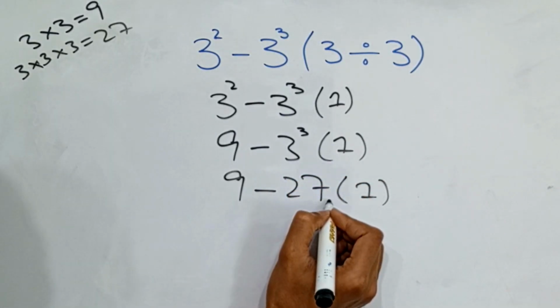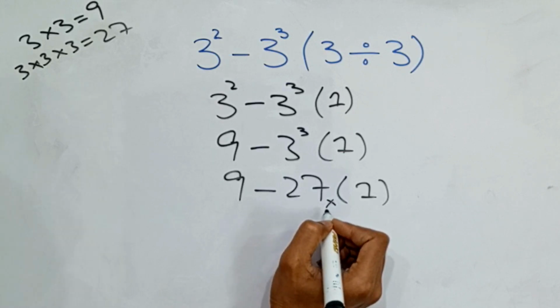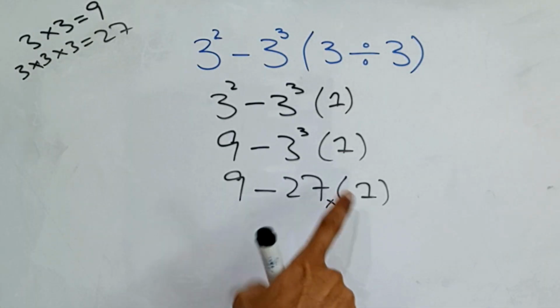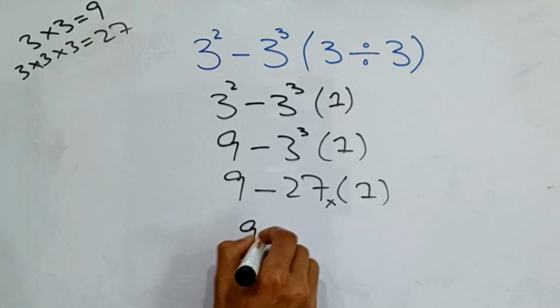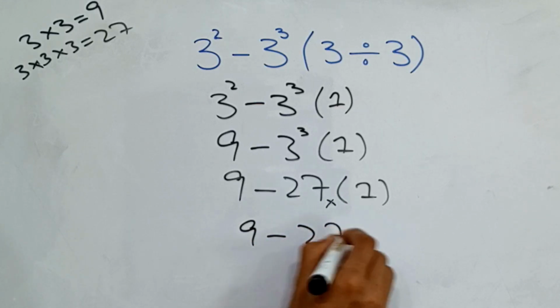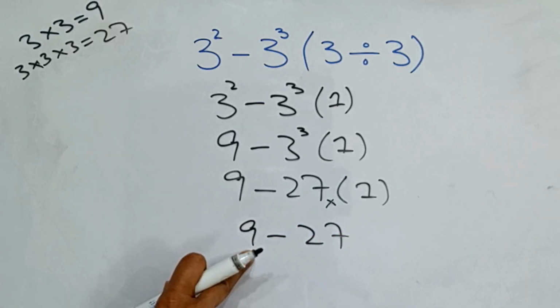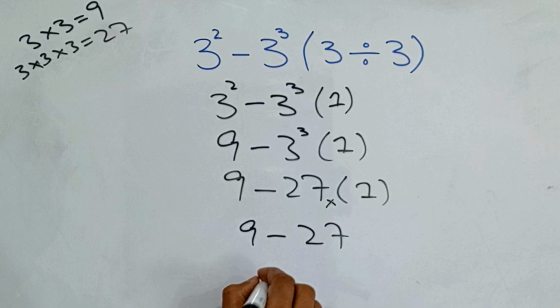Now here is multiply, alright? So 27 times 1 equals 27. Now 9 minus 27 equals minus 18.